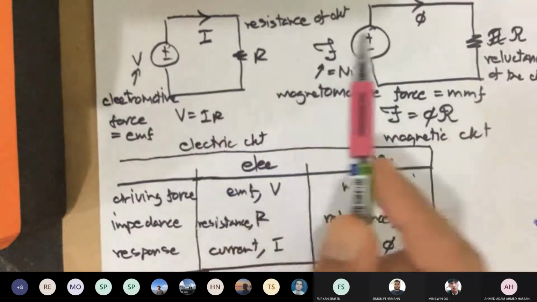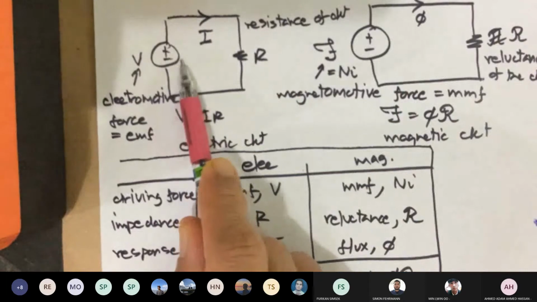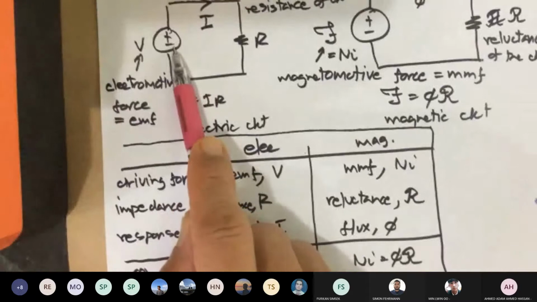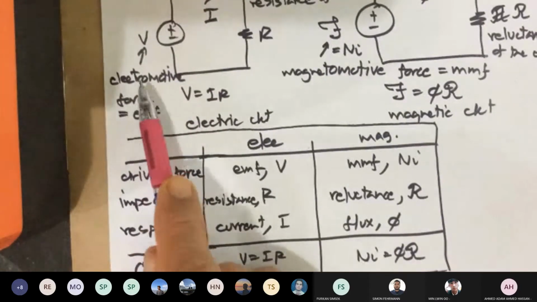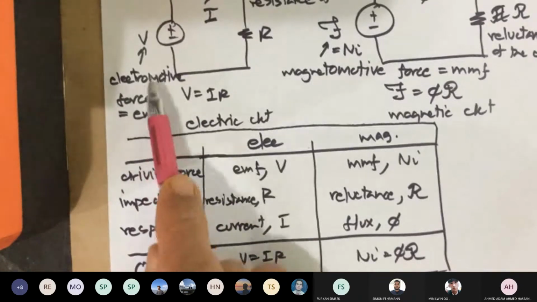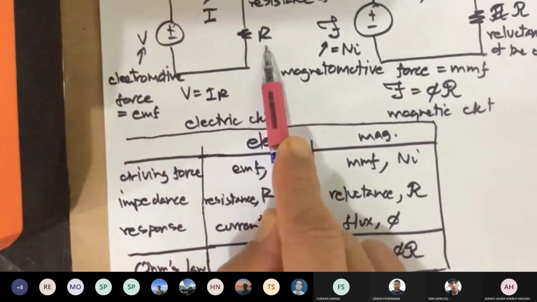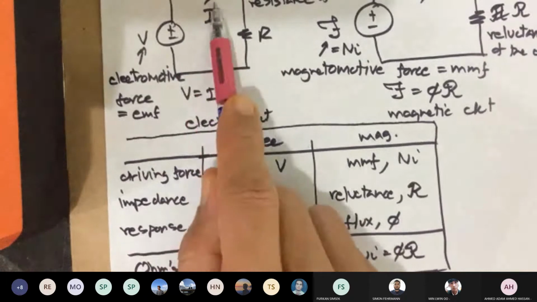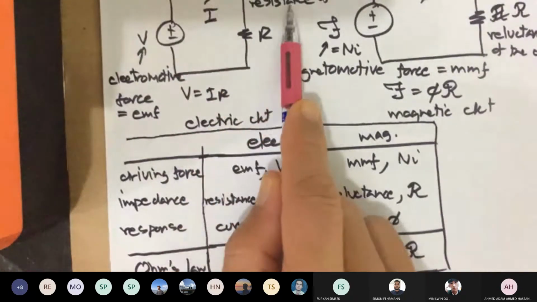Now, here, your voltage source, the official name in electromagnetic field engineering, is called electromotive force. I think you've seen this in physics, maybe EMF. That force is going to pass through a resistance of a circuit. In this case, it's a resistor R, and it passes through in the form of the current. So the current in the circuit, R is the resistance of the circuit.